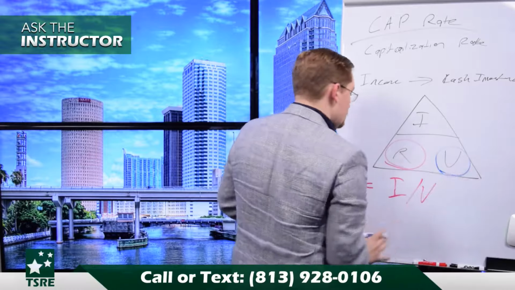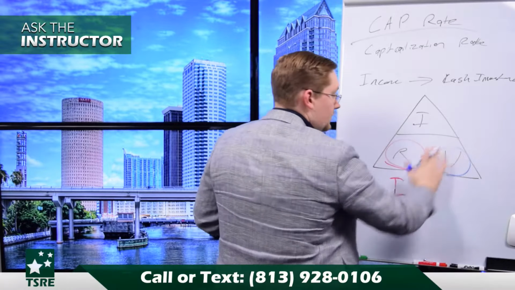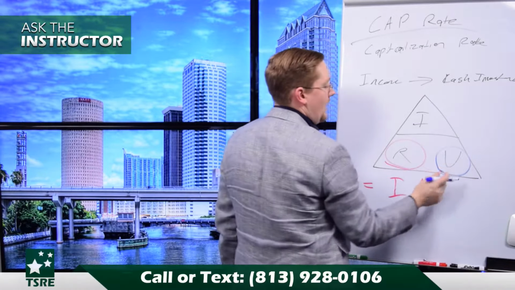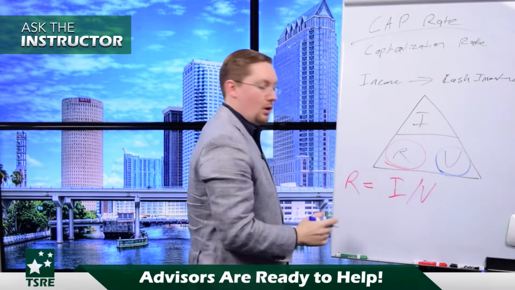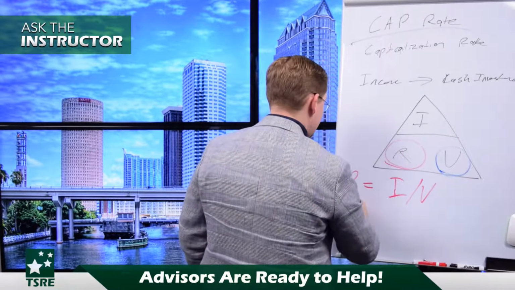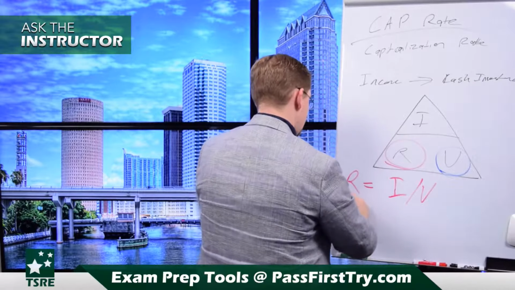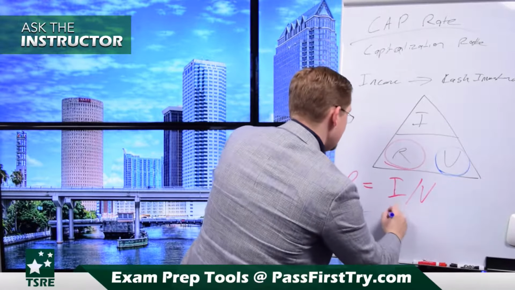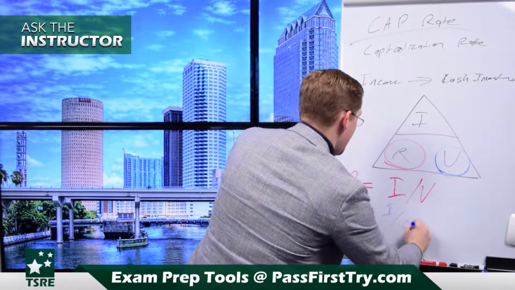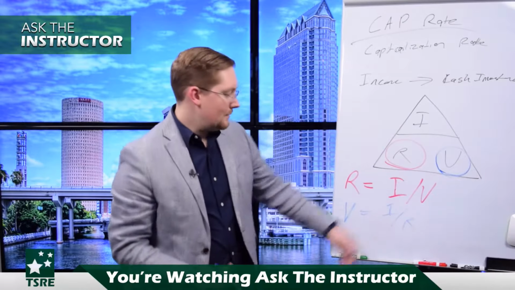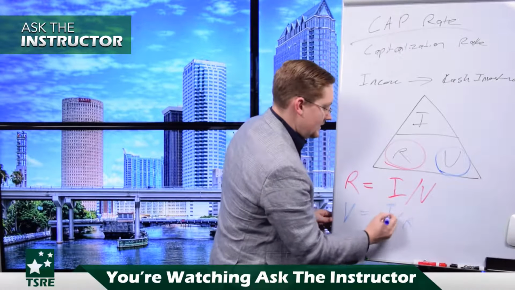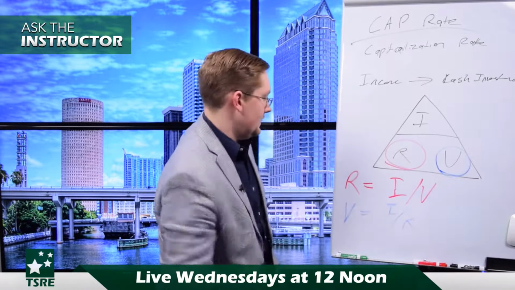So when we're trying to find value now, we circle what we're looking for in this IRV triangle. We're looking for value, and what we're left with is income over rate. So our formula for value is the income divided by the rate. So income over rate gives us the value of the property.